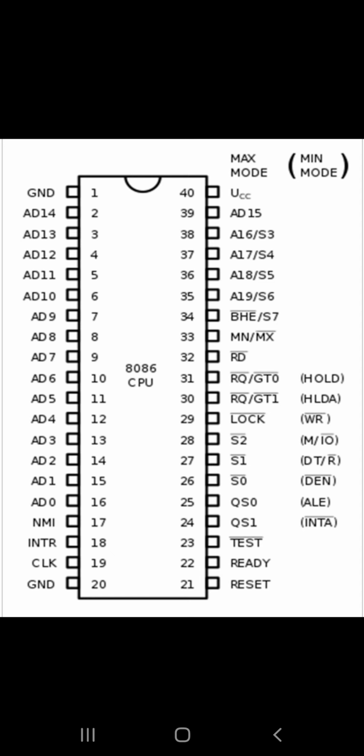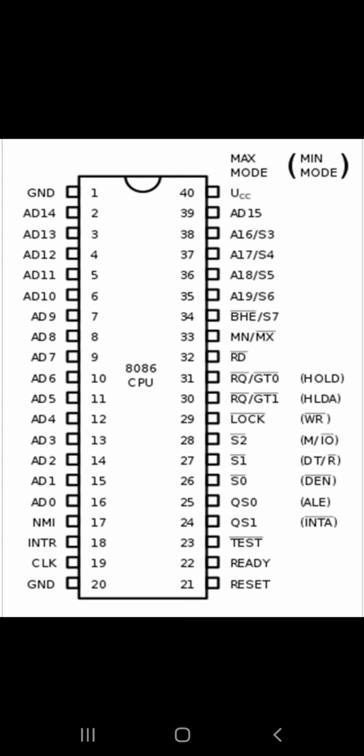Next pin that I want to discuss is the ready pin, which is pin number 22 of this microprocessor. Now what is the use of the ready pin? Suppose 8086 is exchanging data with some device, and this type of communication is asynchronous, it is not synchronous, means that device is operating at some different frequency, and this 8086 is operating at some different frequency. So how will the synchronization be established? It is with the help of the ready pin.